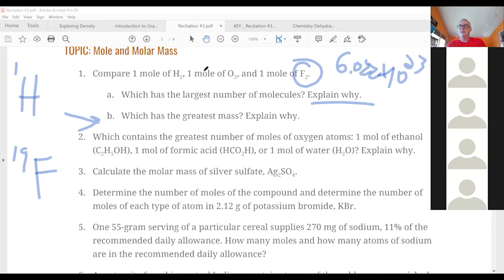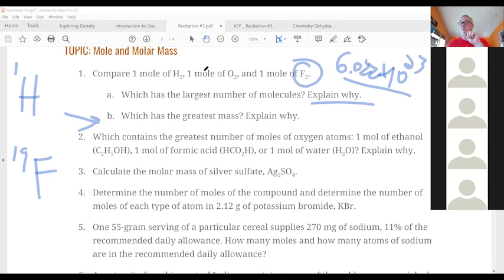All of them. So A is a trick question. The answer to A, which is the largest number of molecules? They all have exactly the same number because they're all a mole. And a mole by definition has this many molecules in it. Now, the reason I don't use that number a lot is because it really doesn't come up very much, because we don't count molecules generally. It's too difficult to count molecules.